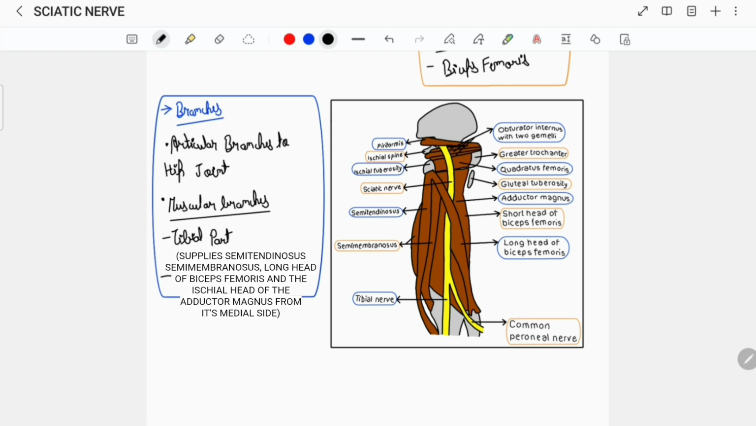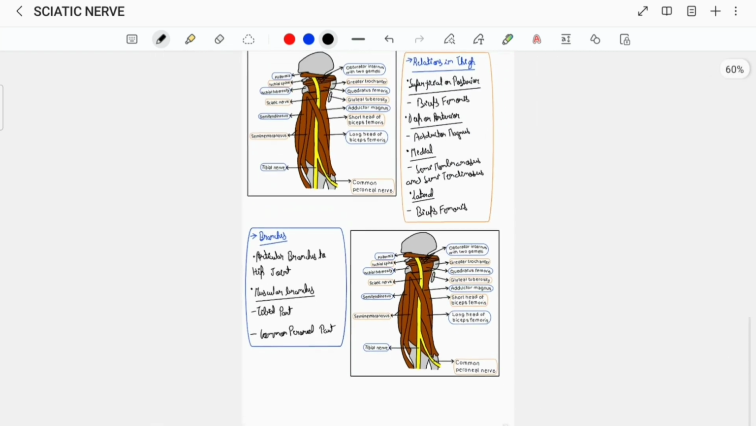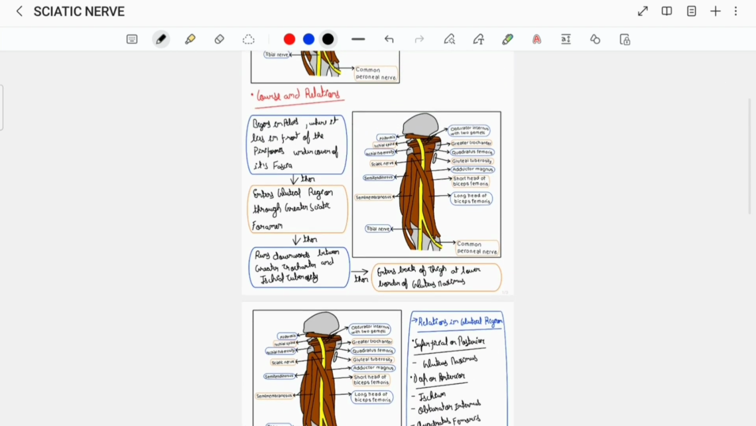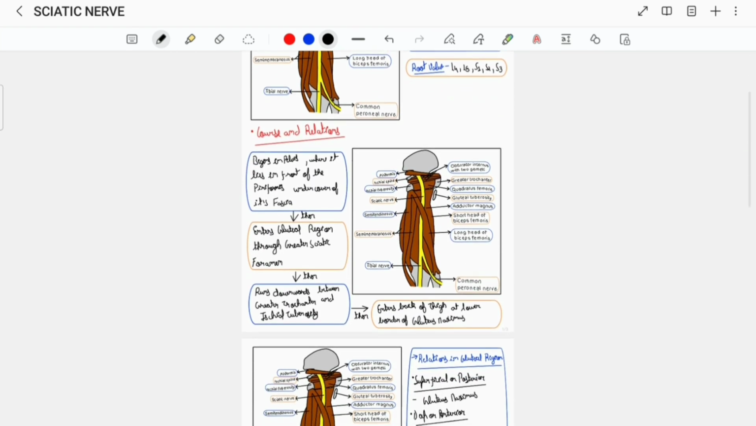which supplies the semitendinosus, semimembranosus, long head of biceps femoris, and the ischial head of the adductor magnus from its medial side, and has the common peroneal part, which supplies only the short head of the biceps femoris. So this was all about anatomy of sciatic nerve in brief. Here is the overview of what I have discussed.